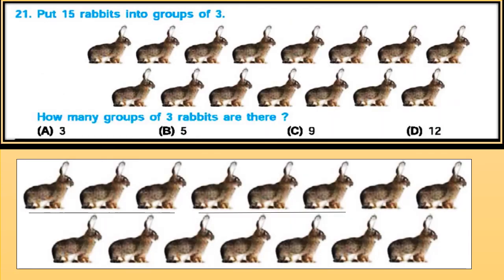Put 15 rabbits into groups of 3. How many groups of 3 rabbits are there? Now 15 rabbits are given and you have to form groups of 3 rabbits. Now see the image below. You can form groups of 3 rabbits like this. Now count how many groups form from these 15 rabbits and choose your correct option.